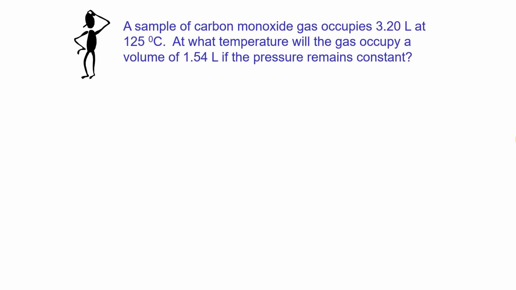So let's do a little sample exercise here. Let's say a sample of carbon monoxide gas occupies 3.20 liters at 125 degrees Celsius. At what temperature will the gas occupy a volume of 1.54 liters if the pressure remains constant? Okay, so let's write out our expression of Charles's law, V1 over T1 equals V2 over T2.